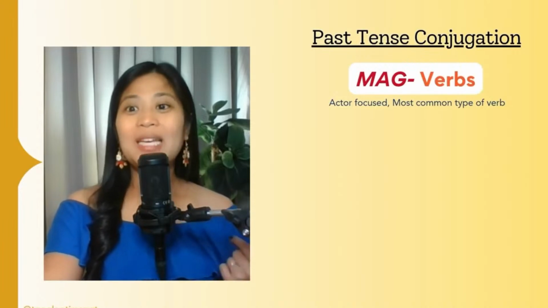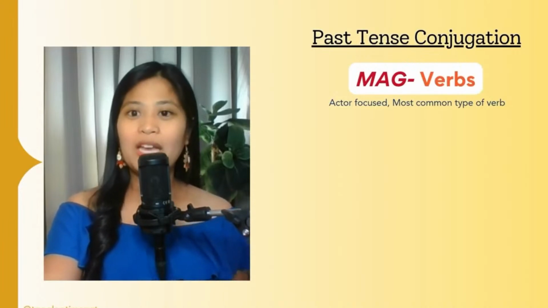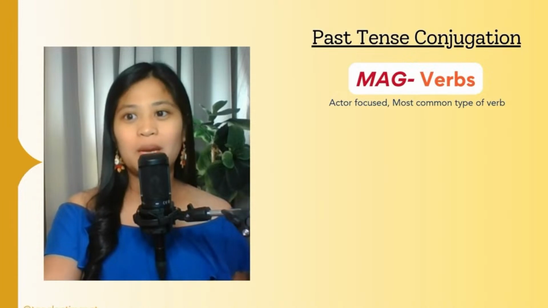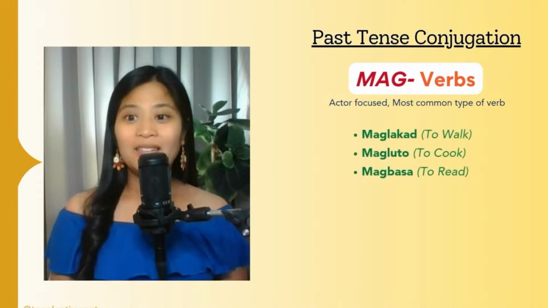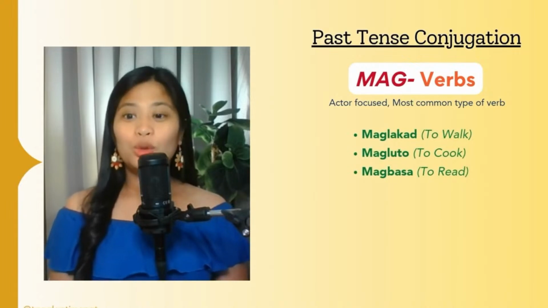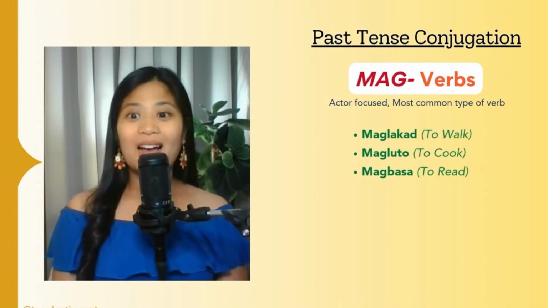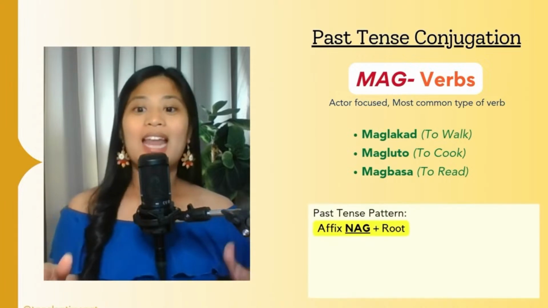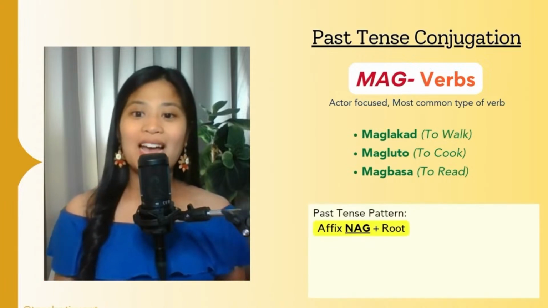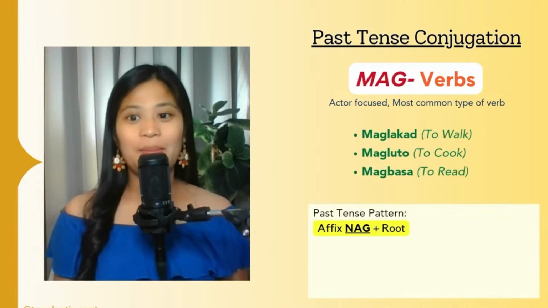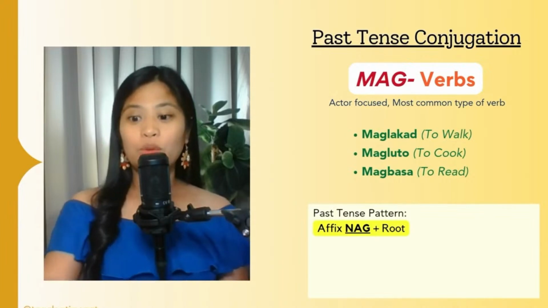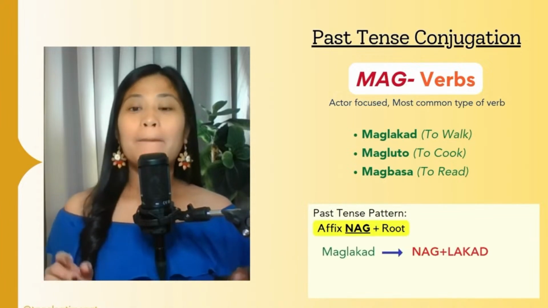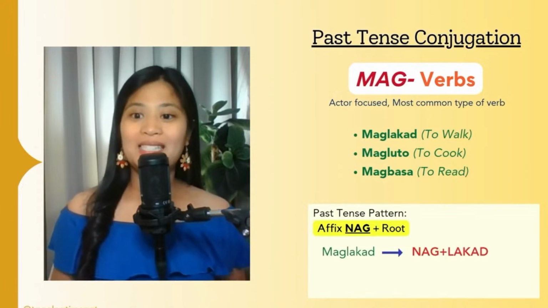So let's start with the MAG verbs. These are usually actor-focused and they are the most common type of verb in Tagalog. Some examples are maglakad, to walk, magluto, to cook, magbasa, to read. Now, in the past tense, you have to add the affix nag in the beginning. So now the pattern is nag plus the root. For example, maglakad in the past tense is naglakad.